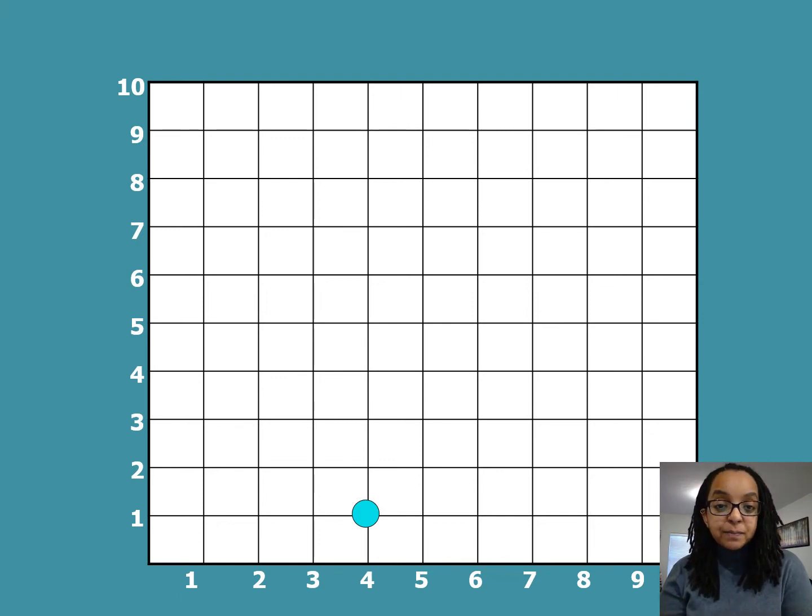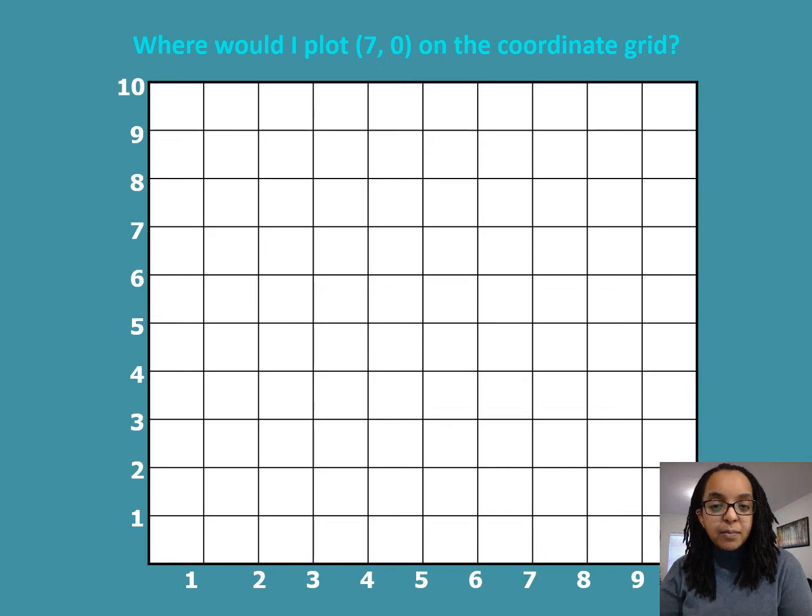Let's do our next one. Where would I plot 7, 0? The ones with the zeros are a little bit tricky, but I want you to think to yourself, the 0 means that I probably would not move any spaces on that y-axis. Take a few seconds. And if you said that 7, 0 would be plotted there, then you're correct.